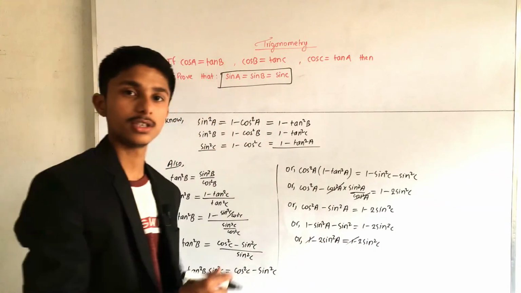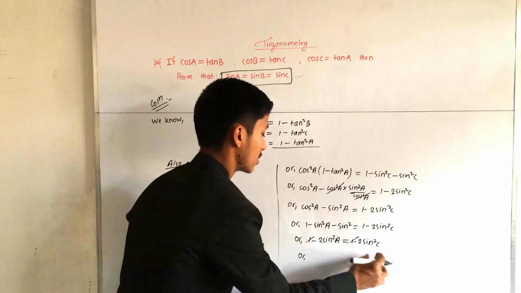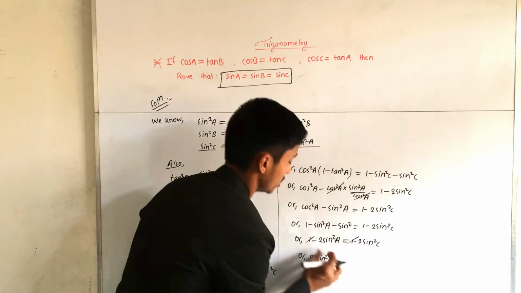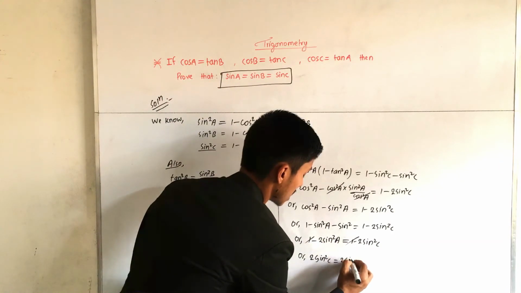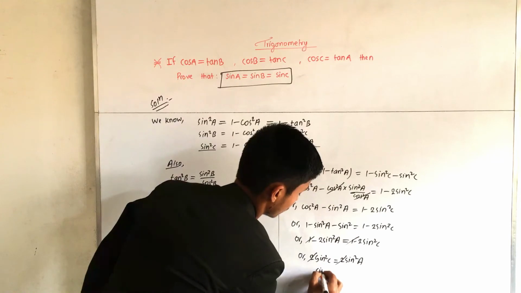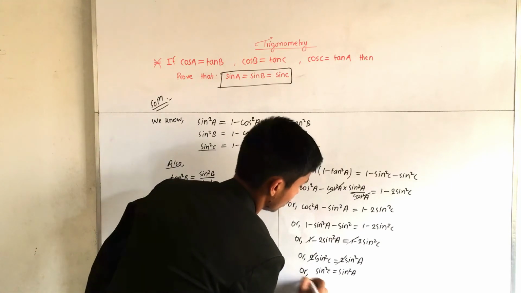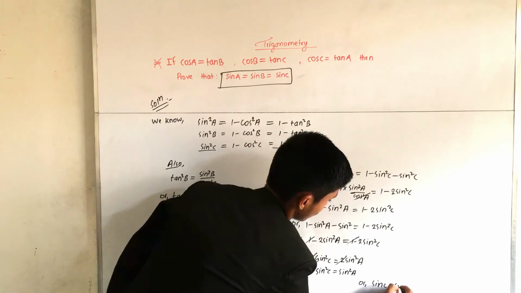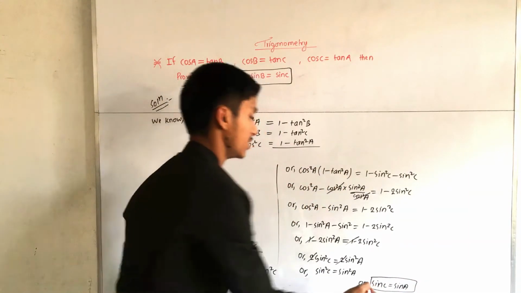Then we can cancel this 1 and 1, and if this minus 2 sin square C comes to this side, then it will be plus 2 sin square C, and when minus 2 sin square A goes to that side, then it becomes 2 sin square A. We can cancel this 2, and here we have sin square C is equal to sin square A. Then we can write sin C is equal to sin A. This is the next step.